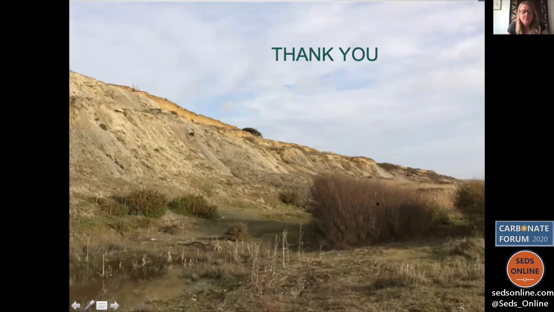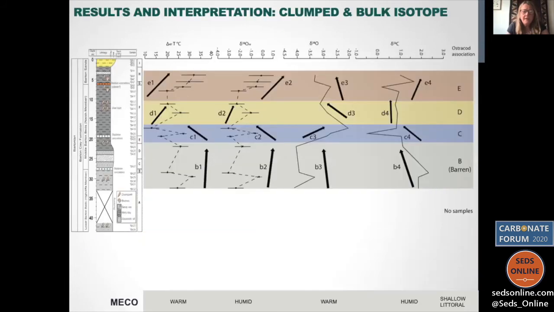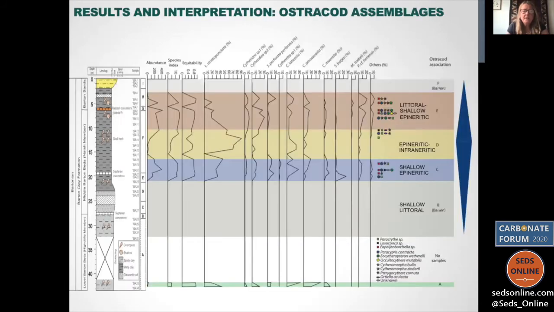Perhaps I could ask a question while waiting. I think you presented your species data as a percentage of the overall population. I might have seen that. But do you have any data on changing abundance as well? In other words, do we know that there are times when you have effectively ostracod blooms?